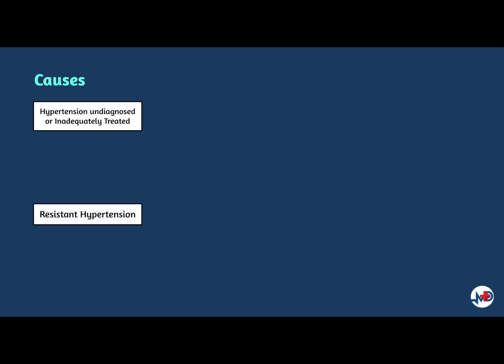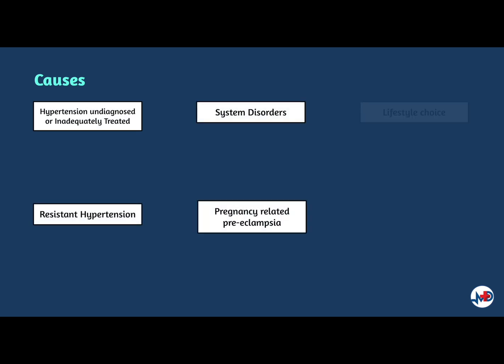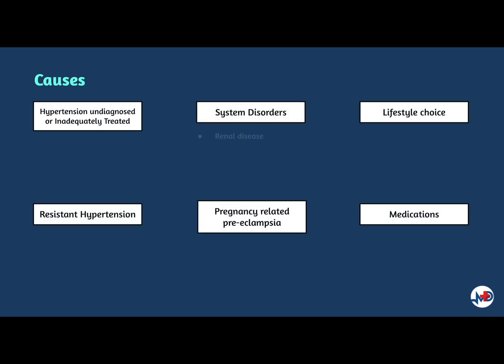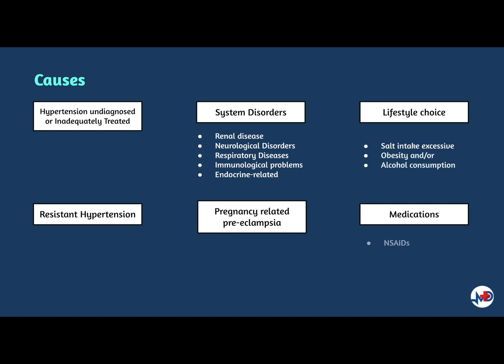There are many causes of hypertensive emergencies, but let's look at the common ones. We have essential hypertension that is either undiagnosed or inadequately treated, which is a common cause of hypertensive emergency. Another common cause would be systemic disorders or resistant hypertension. Here, you may want to consider other systems that can lead to a hypertensive state.